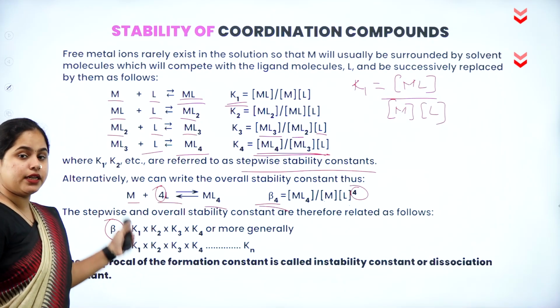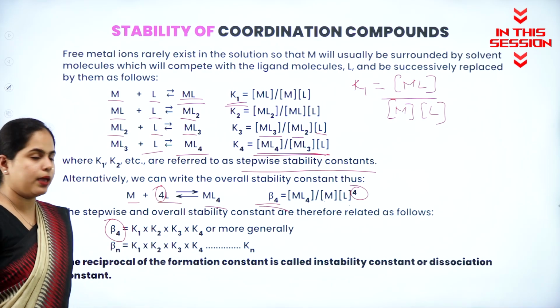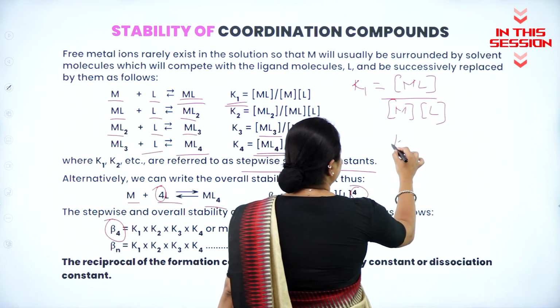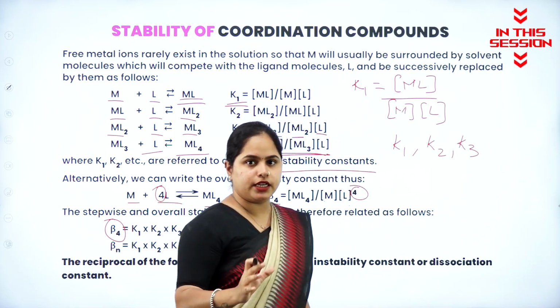The final stability constant is a product of the stability constant of each step. Okay, so this is very important. If K1, K2, K3 are the stepwise stability constants for each step.